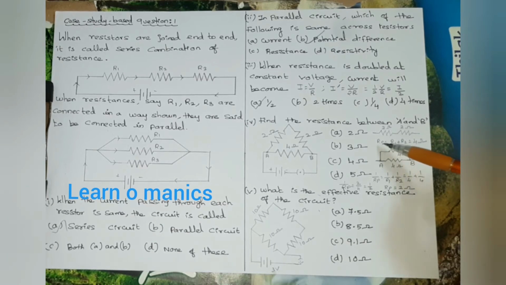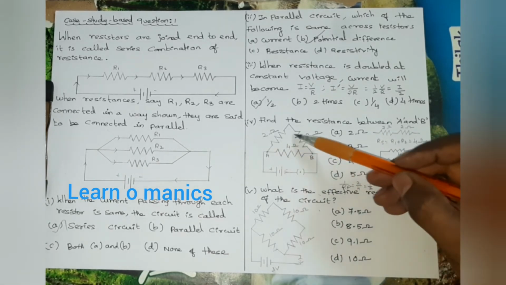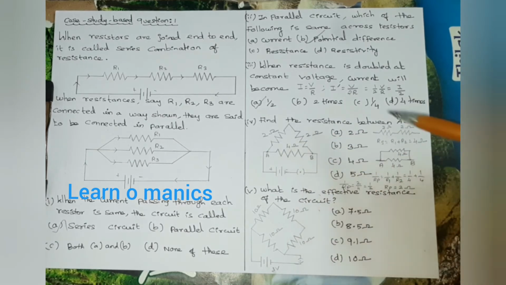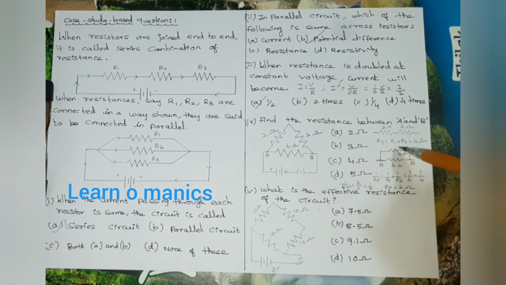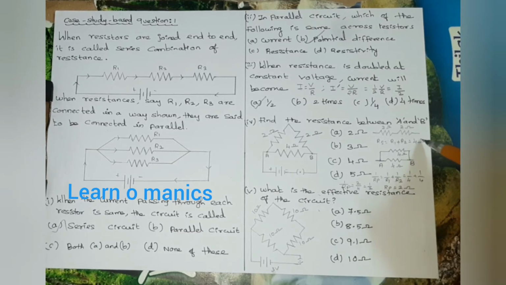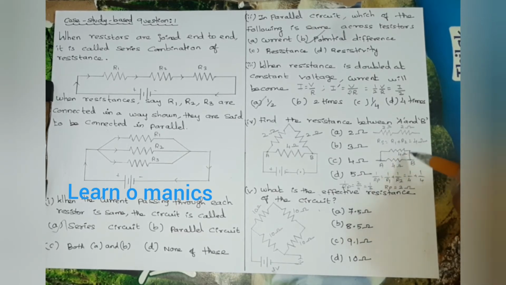So I can use the series resistance formula, Rs equals R1 plus R2. R1 plus R2, that is 2 plus 2, is 4 ohms. That means instead of these two resistors, I can connect only one resistor having the value of 4 ohms between the points A and B. So when we replace these two resistors with a single resistance of 4 ohms, the circuit will look like this.